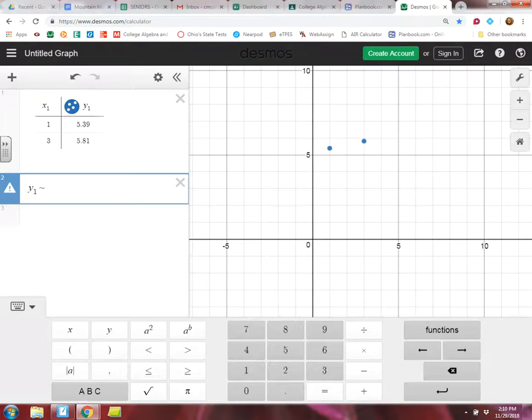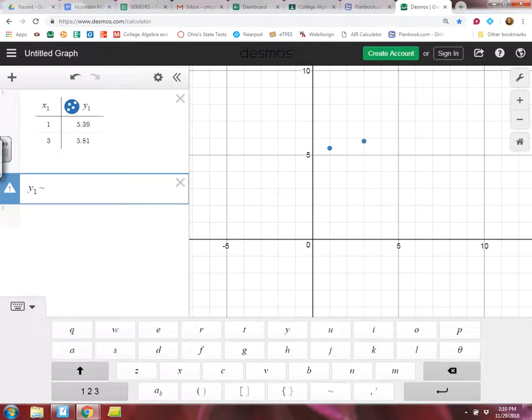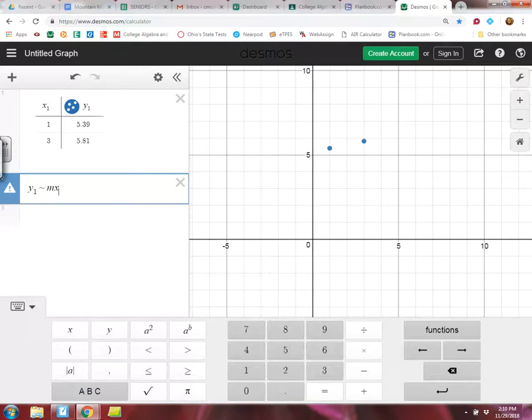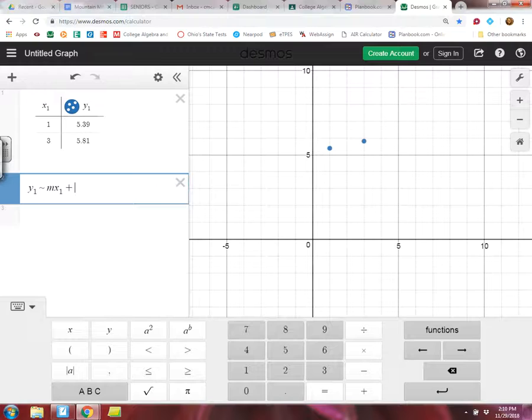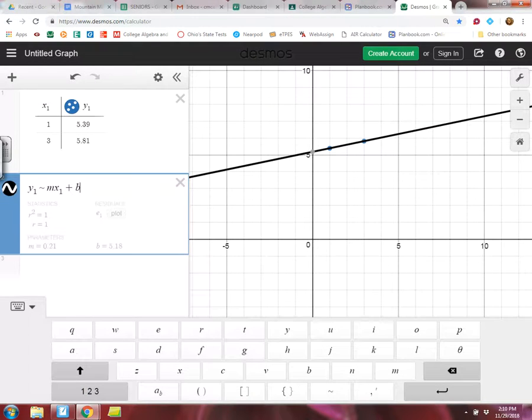Now we're going to type in m, x, and now I need another sub 1. How we doing? Get out of the sub by pushing your over arrow, and then put plus b. And it should make a line appear on your graph.